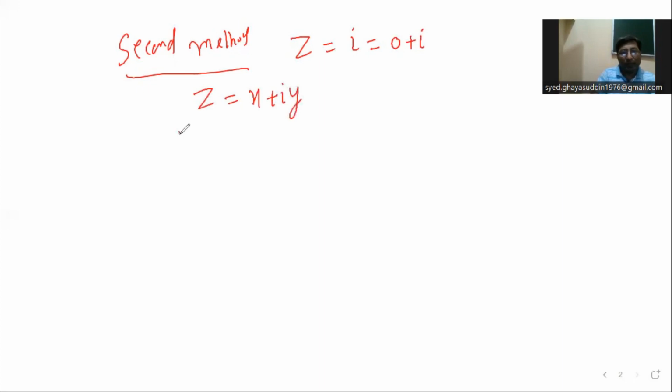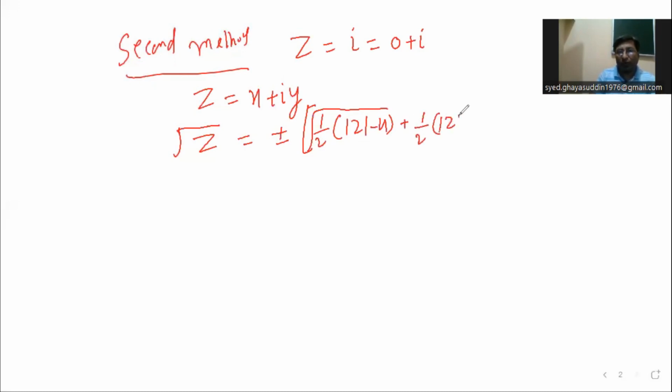So the square root of any complex number z can be found by this tricky formula: plus minus half into the square root of modulus of z minus x, and plus 1 by 2 into the square root of modulus of z plus x, this is plus, okay, and this is minus x, into iota. So what is modulus of z? You know modulus of z equals the square root of real part square plus imaginary part square. This is modulus of z.